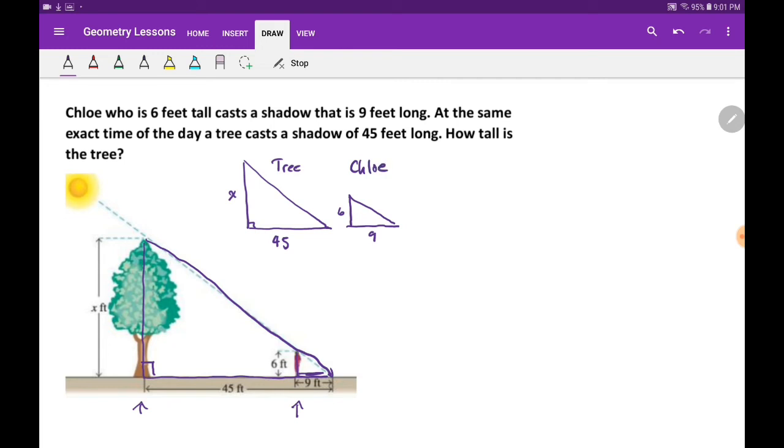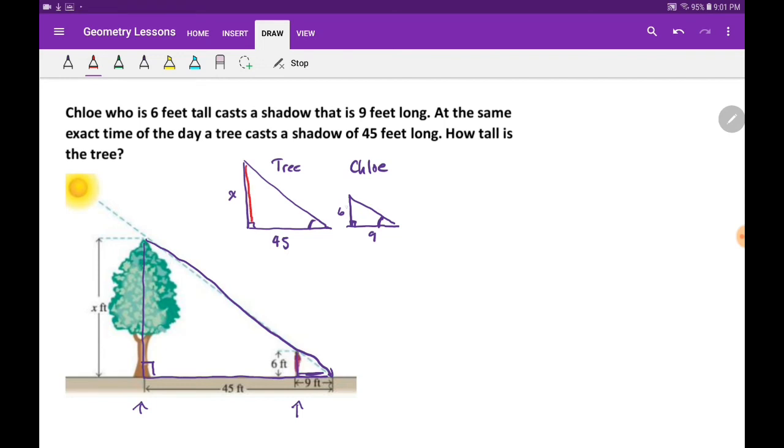All right, Chloe. Now, since the angle of elevation of the sun is the same, this angle is congruent to this angle. So I have two similar right triangles. So now I can form my proportions. When you form your proportion, the corresponding sides must be proportional. So I will color code my sides right here.